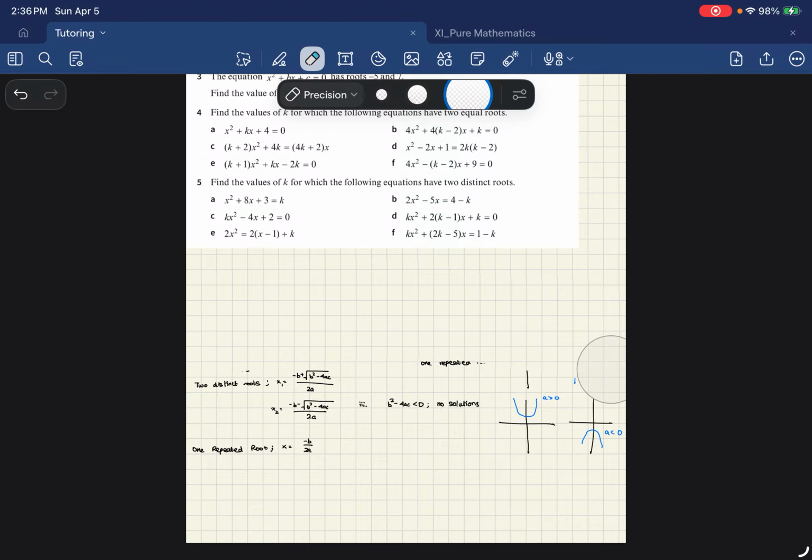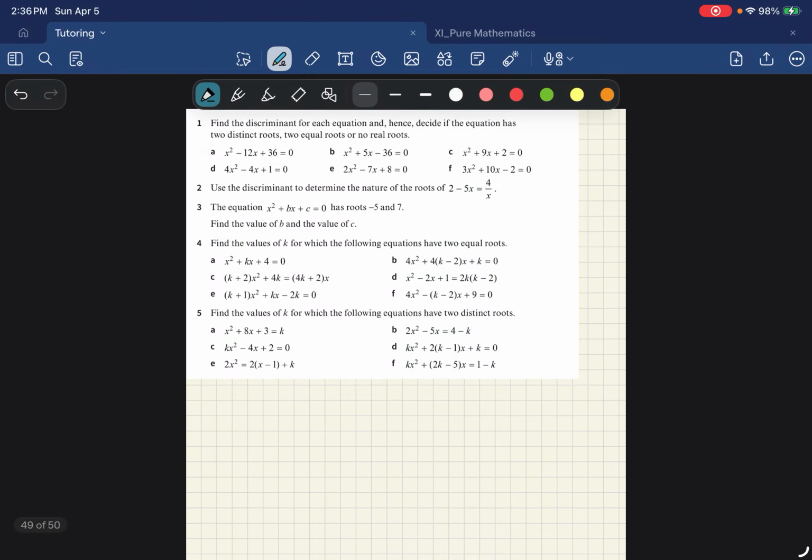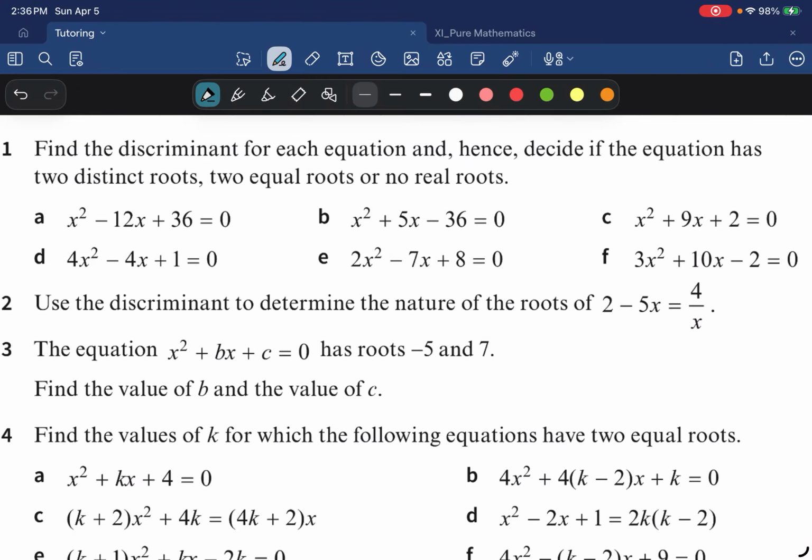All right. So find the discriminant of each equation, and hence decide if the equation has two distinct roots, two equal roots, or no real roots. Two equal roots is the case of one repeated root. Equal means you have the same root that is repeating.